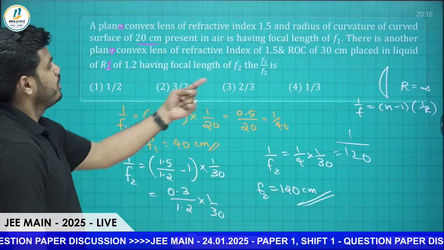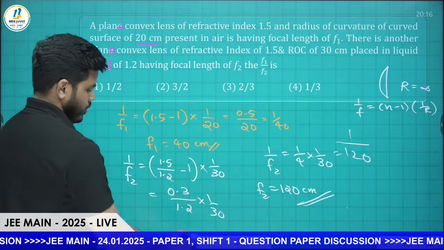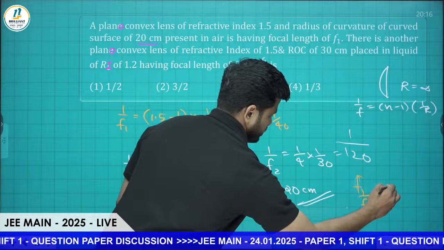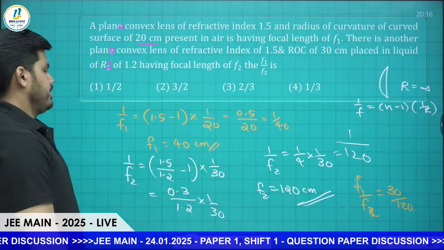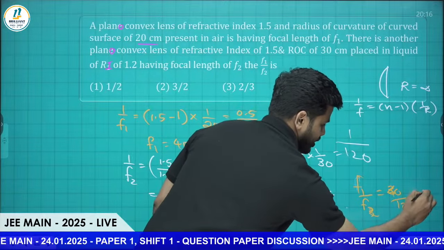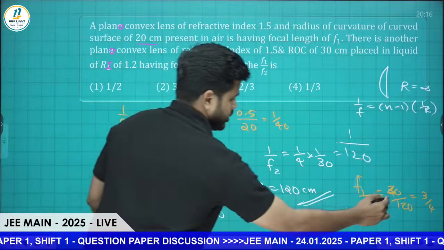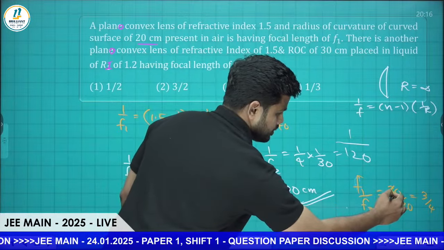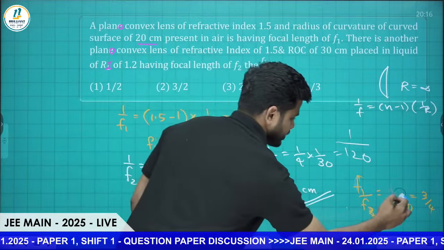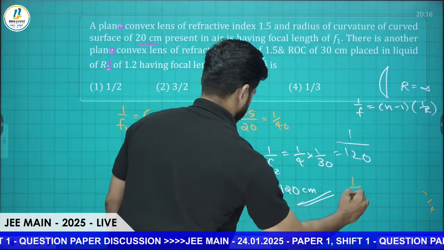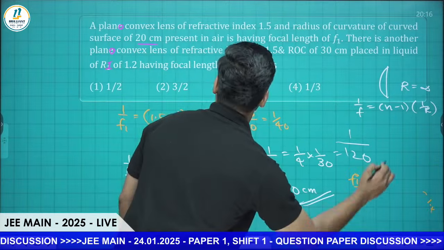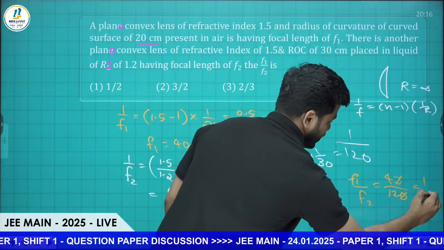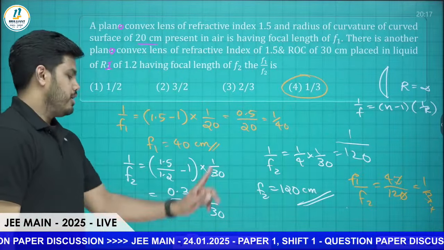We got f1 and f2. Take the ratio. f1 by f2 is 40 divided by 120. Wait, so we have f1 is equal to 40 and f2 is equal to 120. We have to take f1 by f2, right? f1 is going to be 40 and we have 120 here. So we get 1 by 3. So that was the answer, 1 by 3, correct? Okay, now moving on to the next.